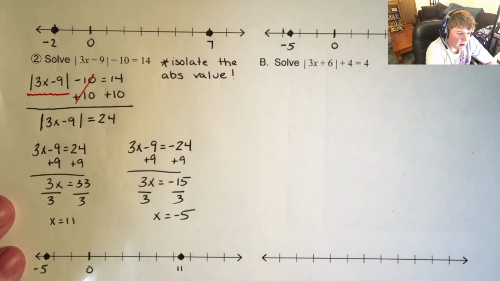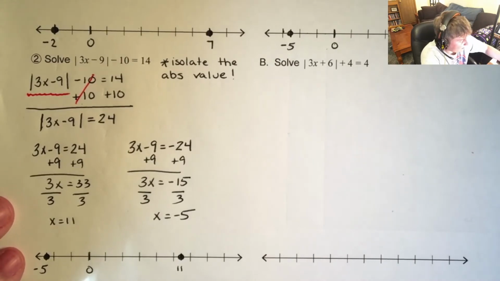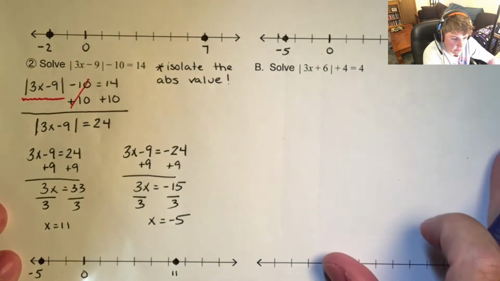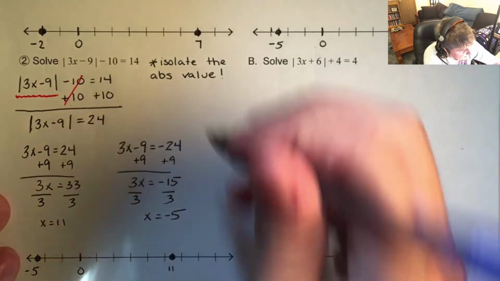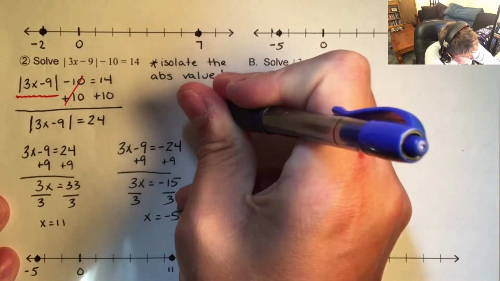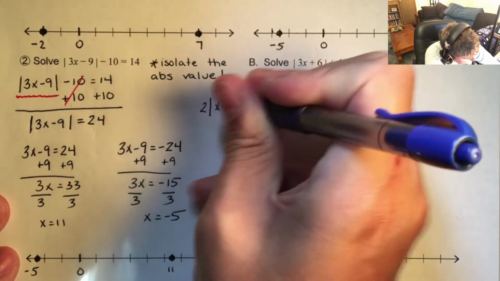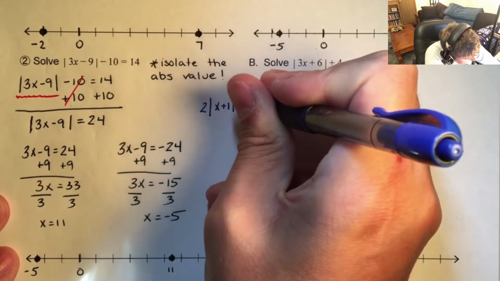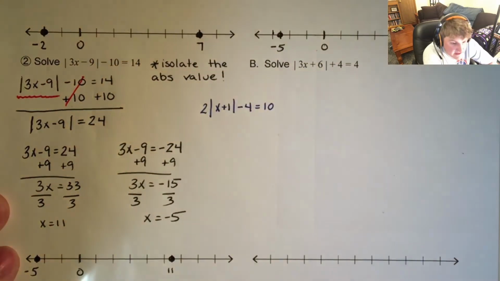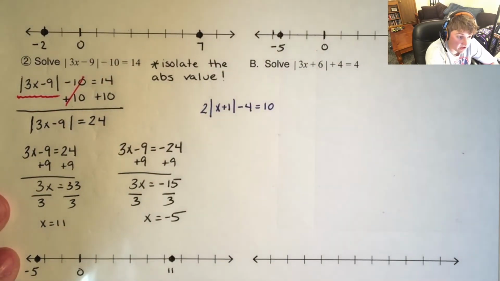Okay, I would point out, I'm going to put this in blue, just a little extra note, because these notes probably should have something like this. What if I had 2 times the absolute value of x plus 1 minus 4 is equal to 10? What if I had something like this? We're not going to solve this all the way. I'm just going to get us started.